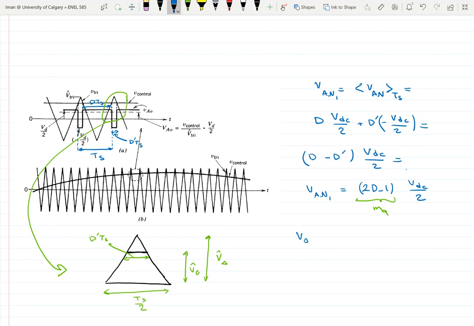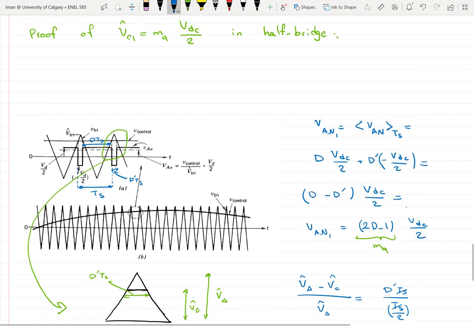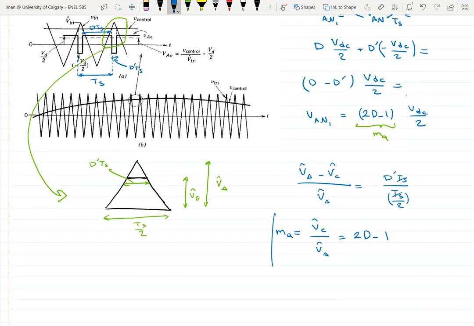So I can write from this that V delta hat minus VC hat divided by V delta hat is equal to D prime TS divided by TS over 2. So from here, I can find MA, which is equal to VC hat divided by V delta hat, is equal to 2D minus 1 for the half bridge. And so this right here is proved.